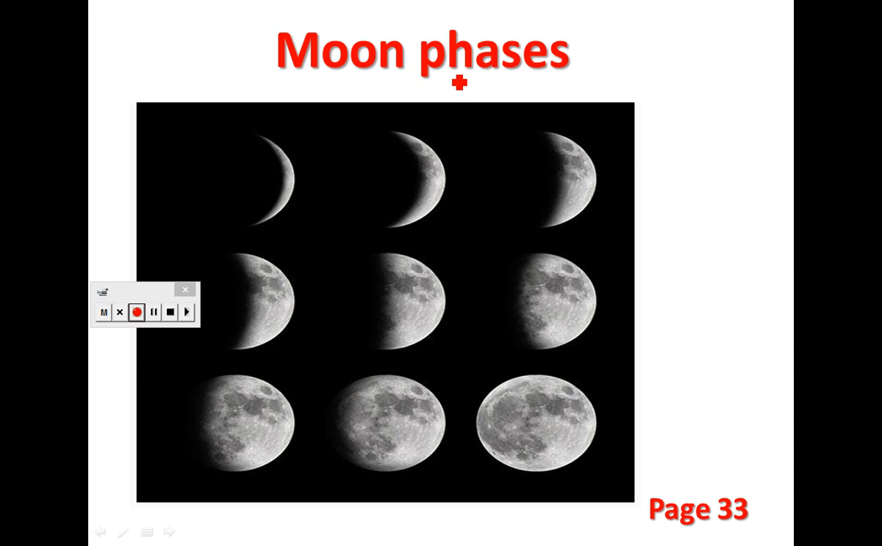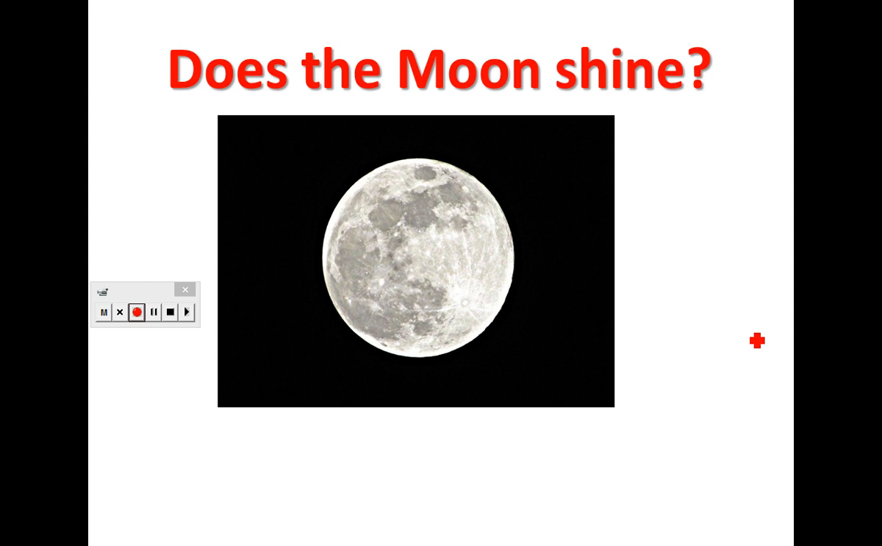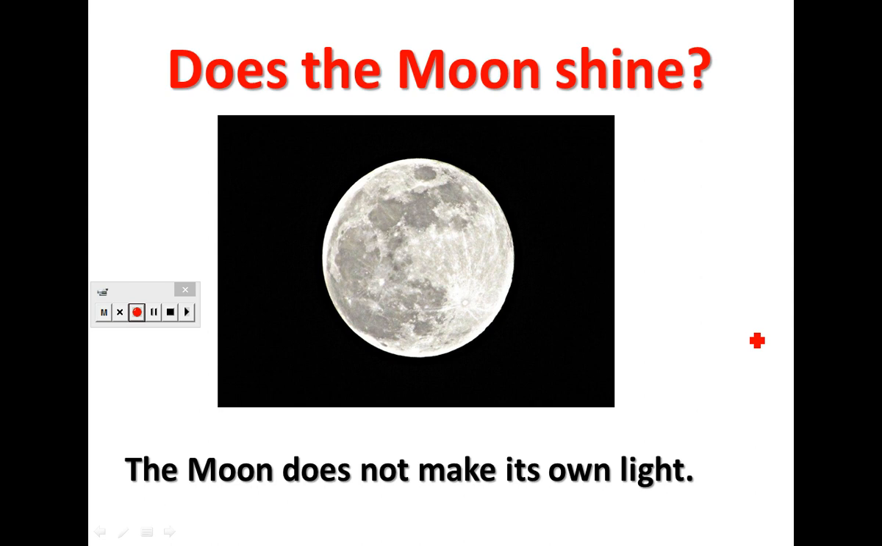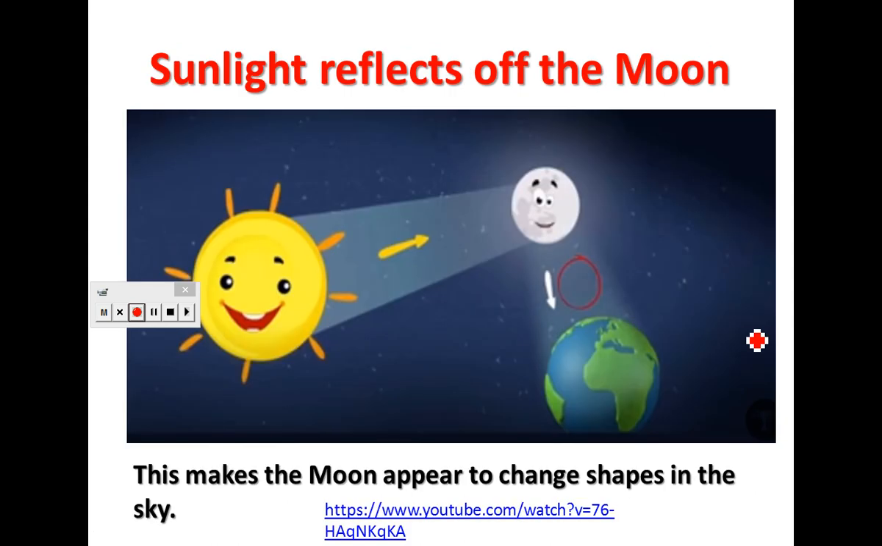Finally, we talked about the moon phases. As you can see, the moon phases. Does the moon shine? That's the first question. When you look in the night sky and you see the moon, you think it is shining, but actually the moon does not make its own light. It only what? It only reflects light from the sun.